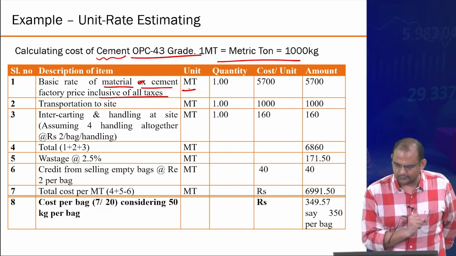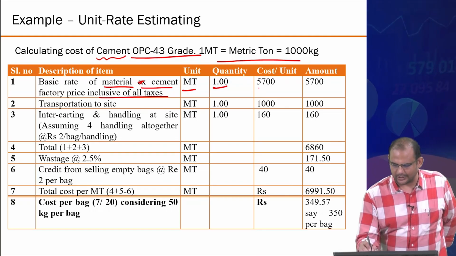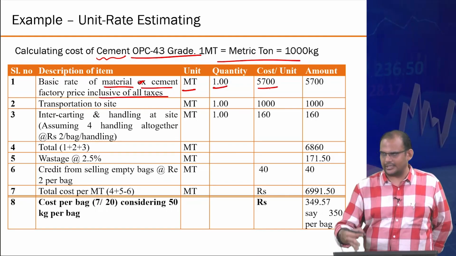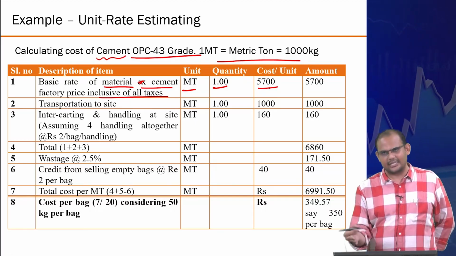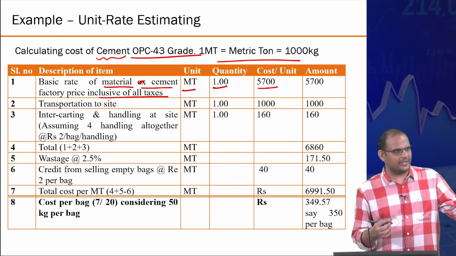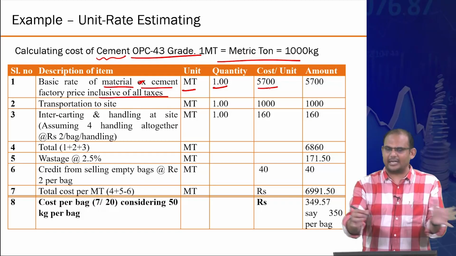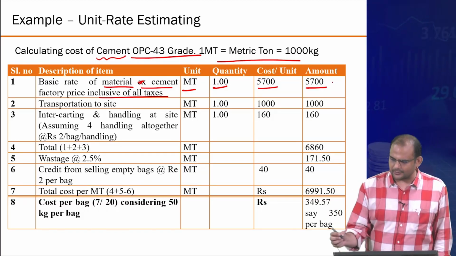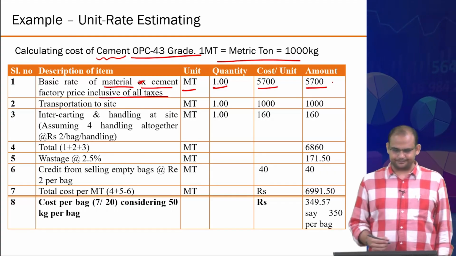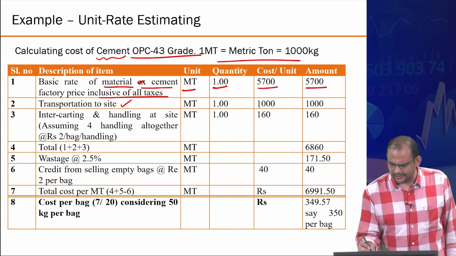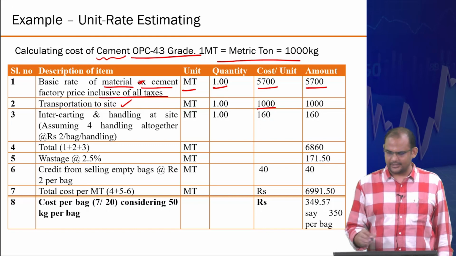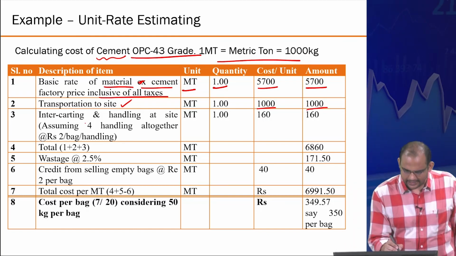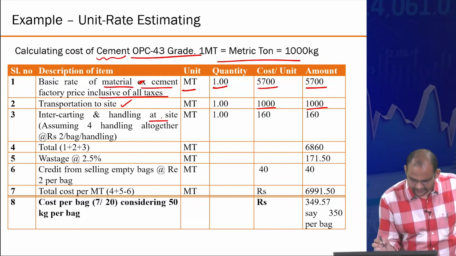So unit is 1 metric ton, quantity is 1, the cost, you assume that right now you are going to know that these costs are still given to you, maybe some reference material, or you have collected all this information to gather here. So this comes out to be 5,700 rupees, right? Transportation to site, maybe a flat fee of 1000 rupees. Intercarting and handling at site.